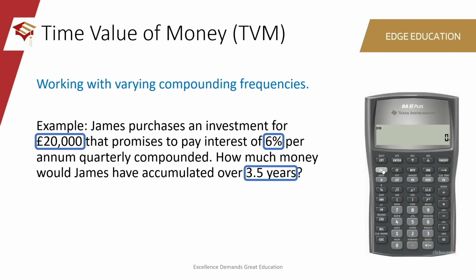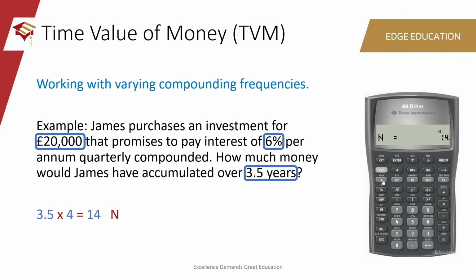We will begin by clearing the calculator memory. Press the second, clear TVM. We'll begin with the number of periods. So we must first type in 3.5, press the multiplication sign, multiply by 4, because there are 4 quarters in a year, and press the equal to sign. We will then assign this number, 14, to N, so press the N button.